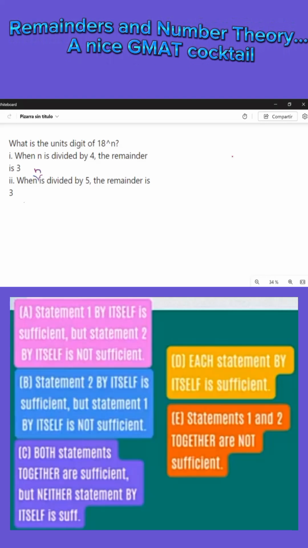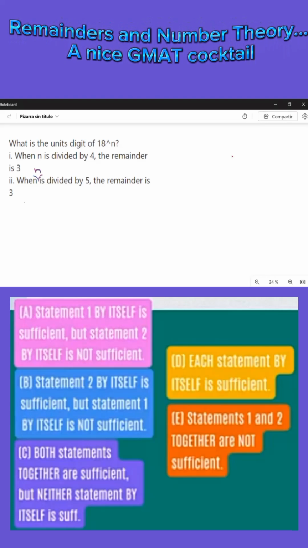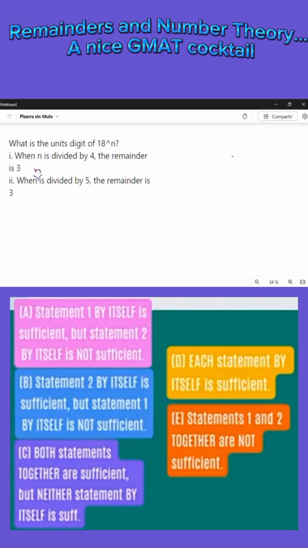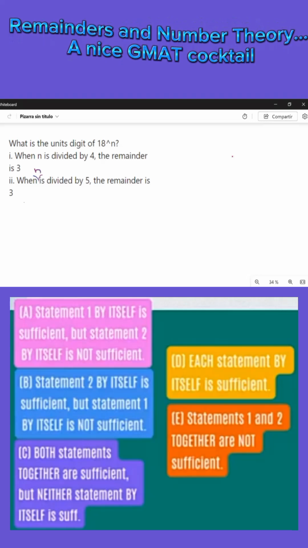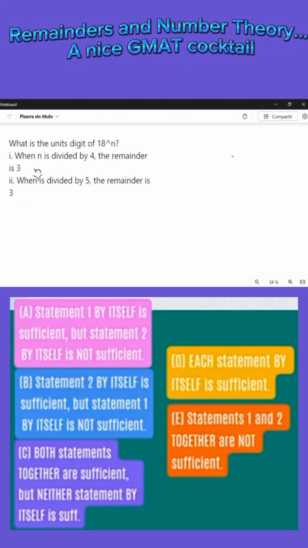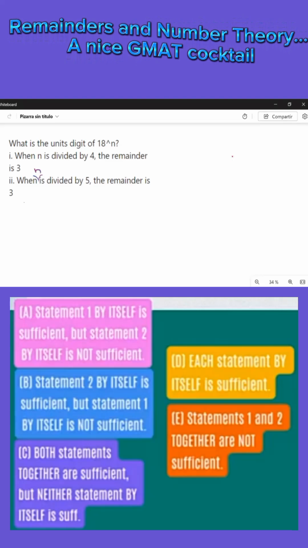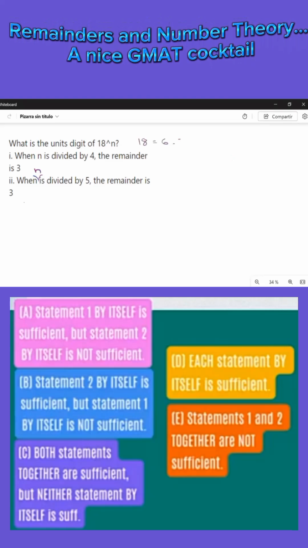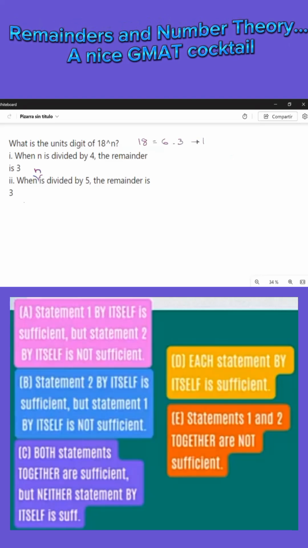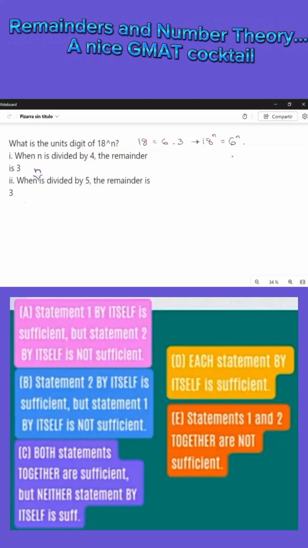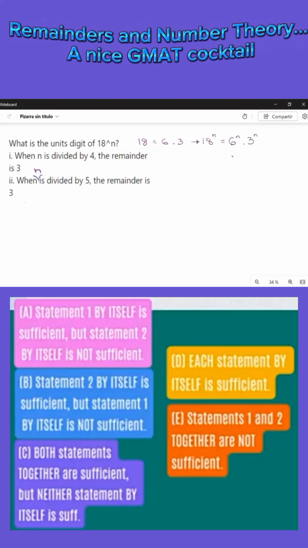Well then, a good strategy is always to try and reformulate the question itself. Let's try to rewrite the question in a simpler way so that we can really understand what they're asking. 18 is a number that can be expressed as the product of 6 and 3. And so, 18^n is actually the product of 6^n times 3^n.